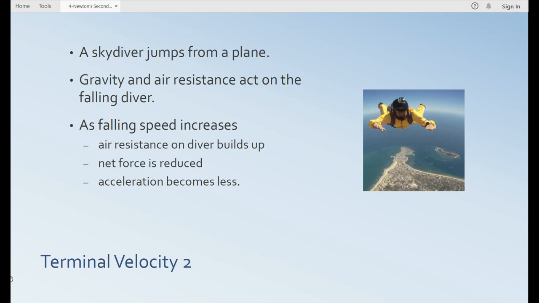And so the net force is going to be reduced because the gravitational force is staying the same, but now the air resistance force is getting more and more and more. So the net force is reduced and his acceleration slows.